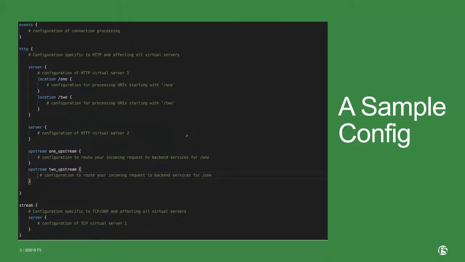Next to the server block, we also have a block called upstream, where you configure where your backend service is running, what is the IP address or the DNS name, which port it is listening to, and where you want to route your request on the backend.